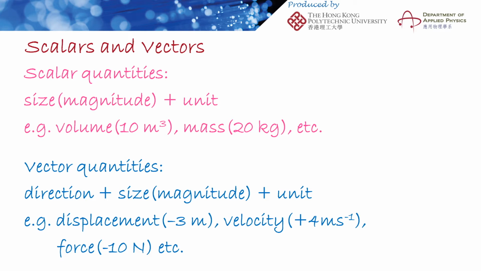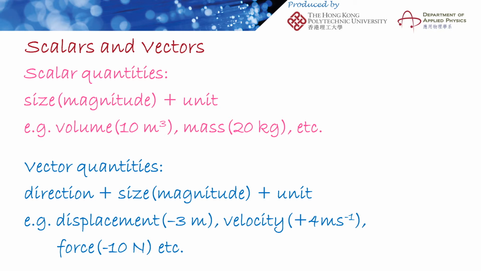Scalar quantities show the magnitudes and the unit. Volume and mass are examples of scalar quantities. For example, the answer of volume would be written as 10 m³. 10 is the magnitude, which is the size of the volume. m³ is the unit of volume.